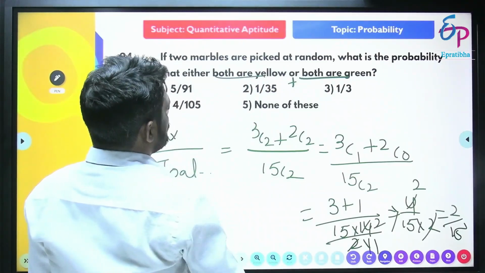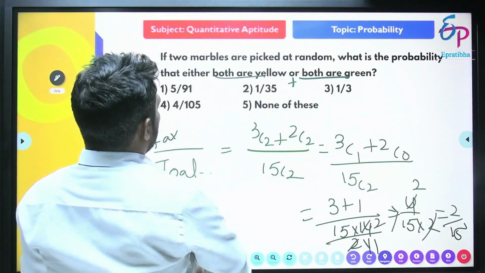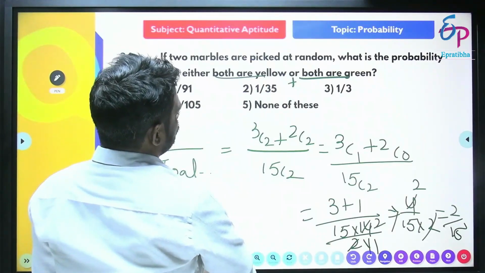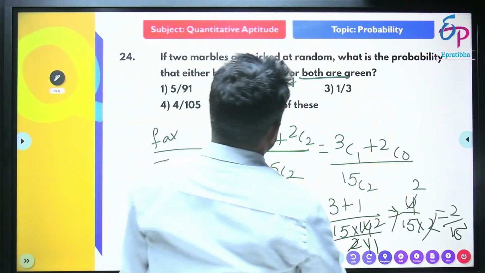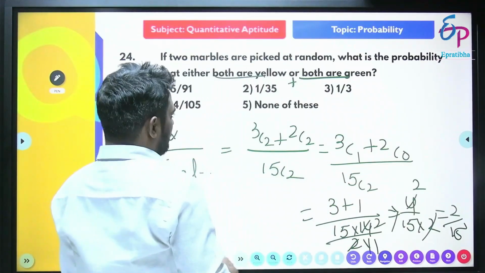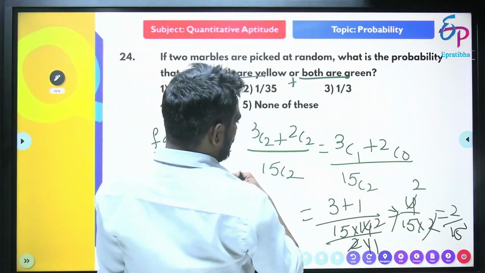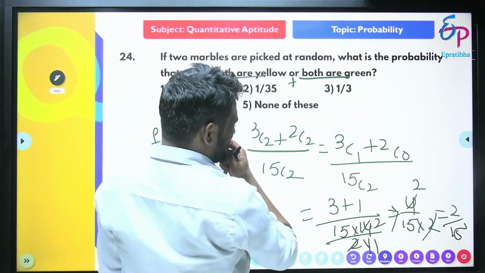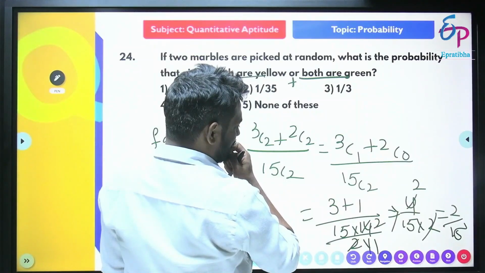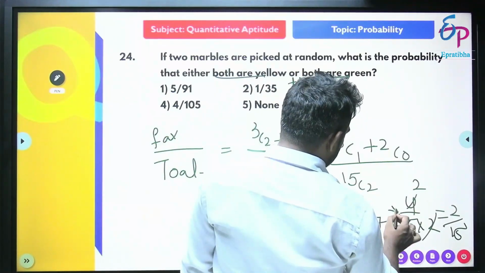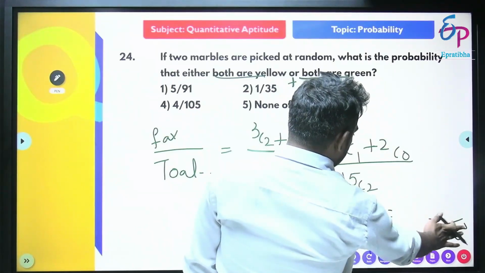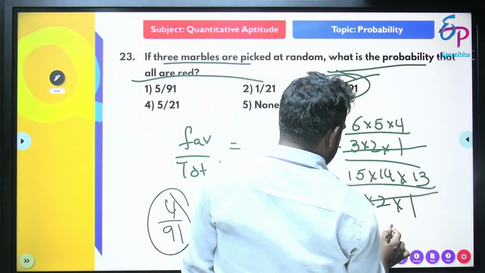How many marbles? Two marbles are picked up randomly. Either both are yellow. Three are yellow marbles. Or both are green. Okay, yellow 3, green 2. Yeah, sorry. Here, two sevens are 14, right? Here it is the calculation.